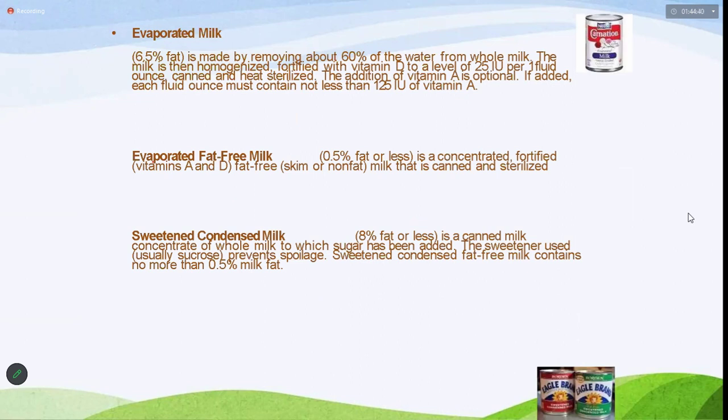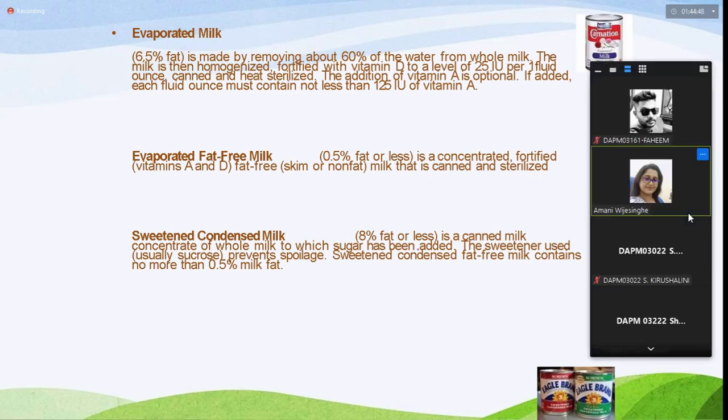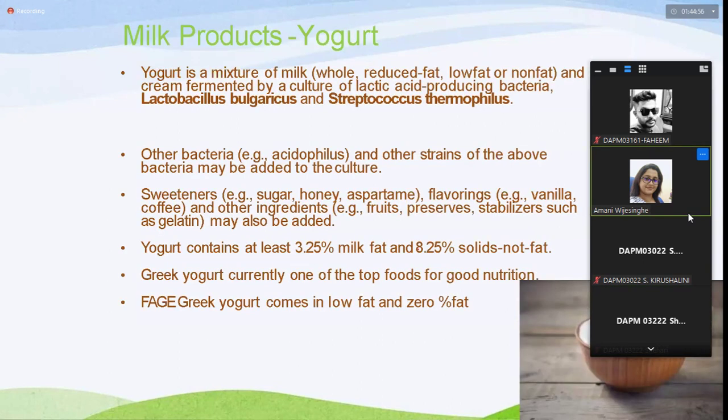Evaporated milk. We call it concentrated milk, right? Water is removed and sometimes sugar is added. Sweetened condensed milk. Example? What do we use to make ice cream? Milkmaid, yes, very good. So the yogurt is very much a product from our ancient people.